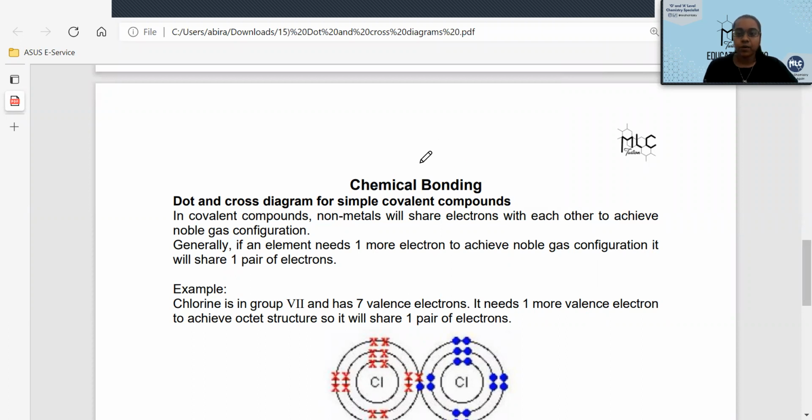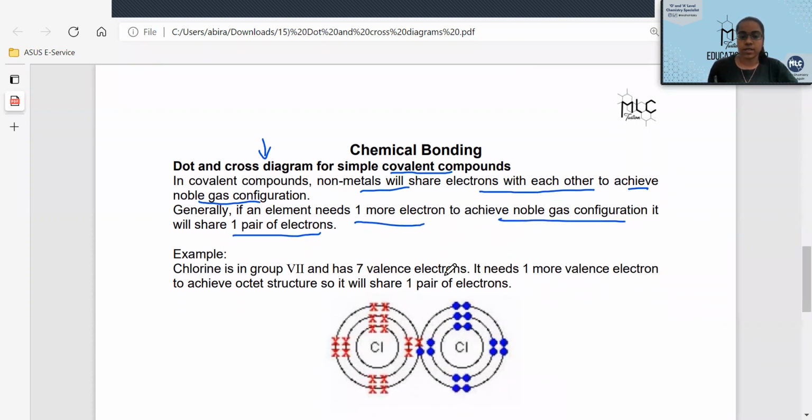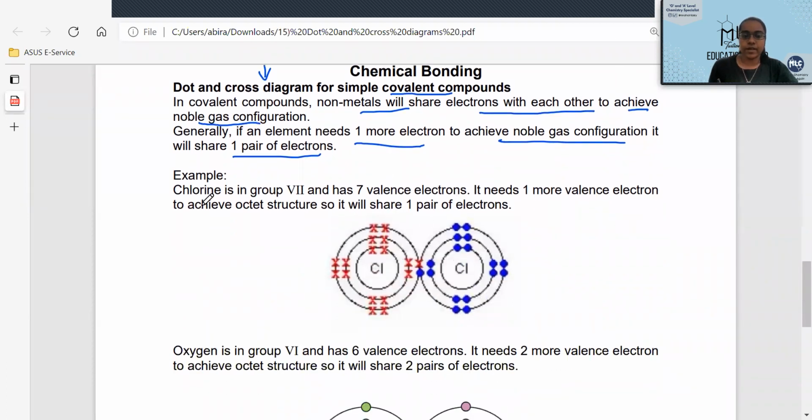Okay, today under chemical bonding, I will be going through dot and cross diagrams for simple covalent compounds. In covalent compounds, non-metals will share electrons with each other to achieve noble gas configuration. Generally, if an element needs one more electron to achieve noble gas configuration, it will share one pair of electrons. Let's take a look at this example over here.